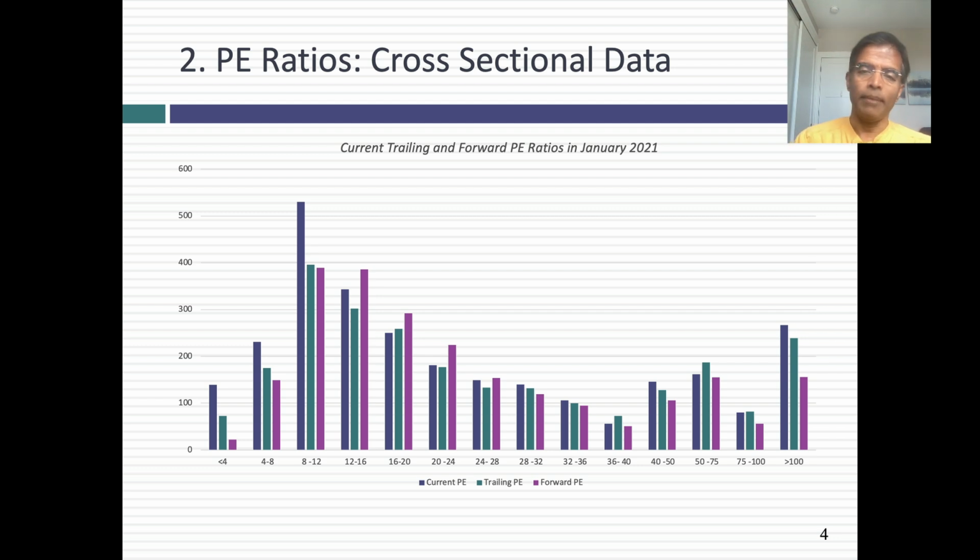That's called current PE. I could divide by earnings per share in the last 4 quarters, which would be from October of 2019 to September of 2020 for many companies. That's called trailing PE. Or I can divide price per share by expected earnings per share in the next 4 quarters, which is called forward PE. Now, we'll have plenty of time to delve into why we have 3 different metrics and which one is the most reliable, but let's just look at the data.